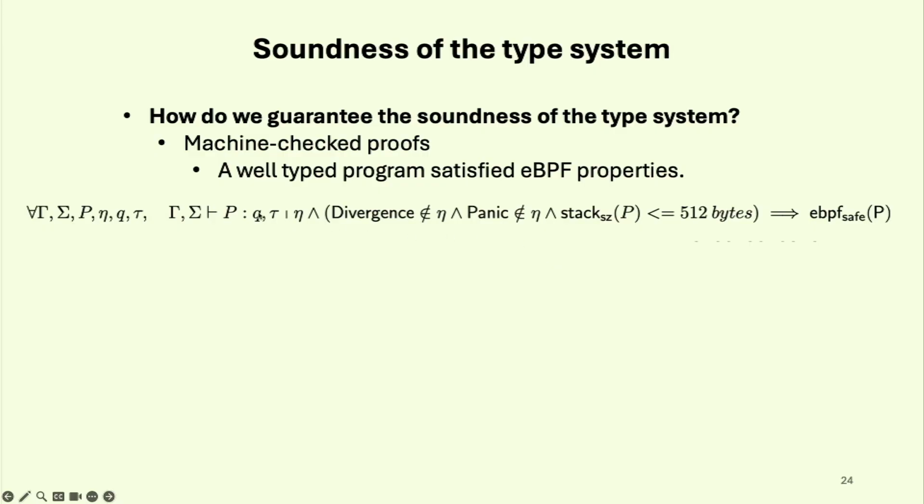What it says is that if, in our typing context, a program P produces a quantified type tau and an effect eta, and we check that this effect does not contain divergence, panic, or stack out of bounds, then you can say that the program is eBPF safe.